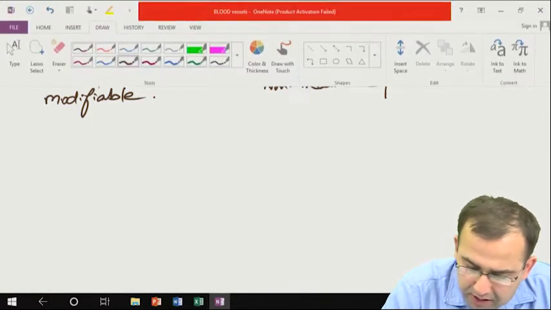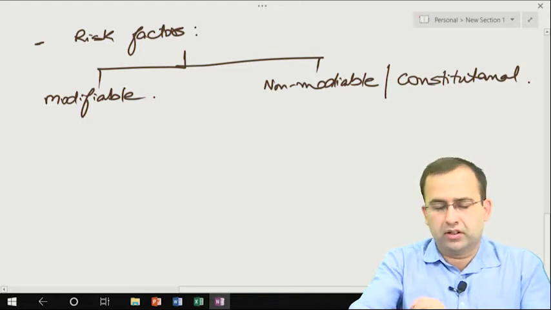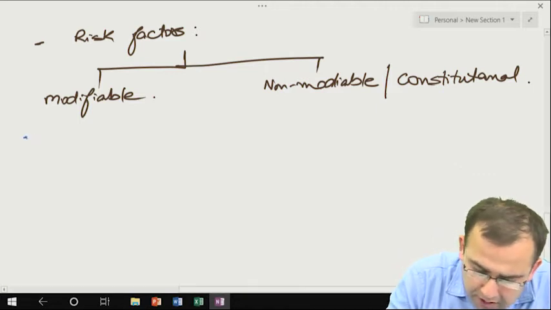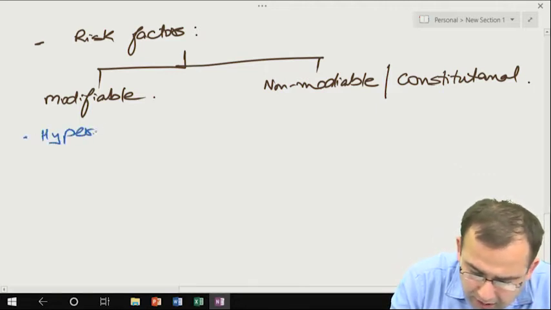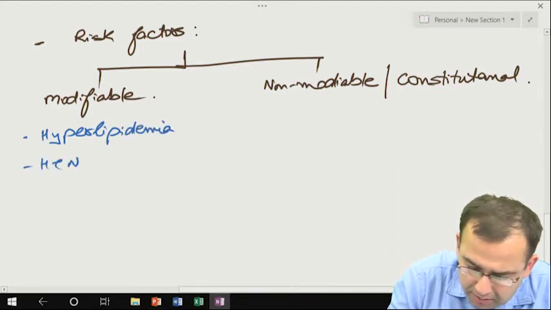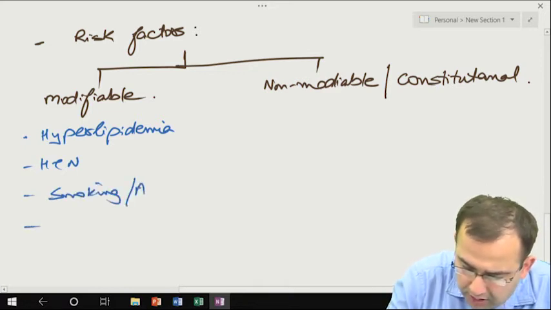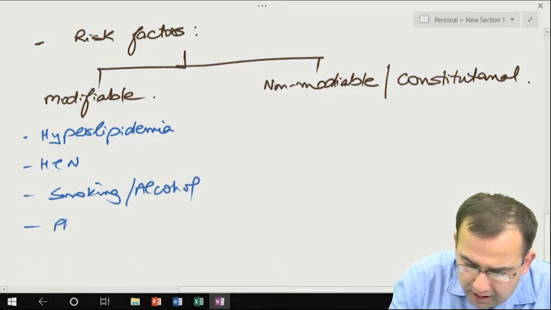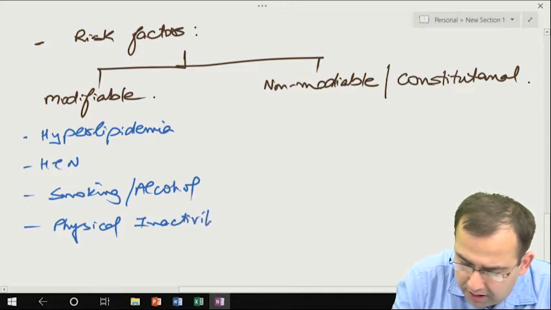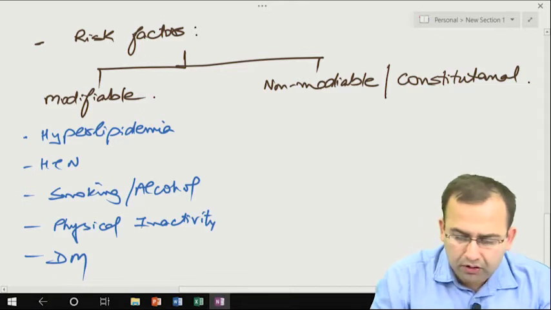The modifiable risk factors, it's a very commonsensical table. This is more for the second years to write if the question comes. Third year onwards, I'll come to your main points. Modifiable risk factors are hyperlipidemia, hypertension, smoking, alcohol intake, physical inactivity and diabetes. These are modifiable, nothing to explain in this.